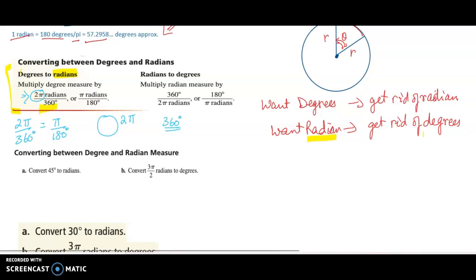The same thing goes with radians to degrees. What is the priority here? I want degrees now. To get degrees, what do we want? Get rid of radian. How? Divide by 2 pi and introduce degrees by multiplying by degrees. Okay? Let's solve 2 questions and then I will give you 2 questions to solve for yourself. Okay, so we have 2 questions here.